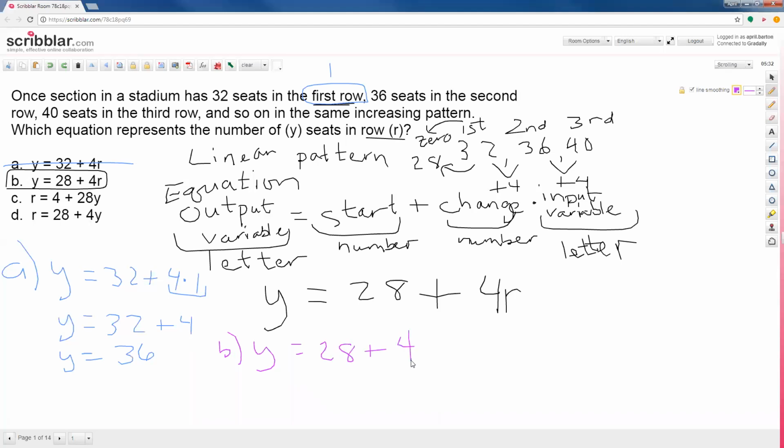But if we plug in 1 to the second answer choice, 4 times 1 is 4, and then 28 plus 4 is 32. So then we say, yes, that's the correct answer. It came out with the right number. So just an option if you forget, again, this general equation, because sometimes it's hard to remember that stuff.